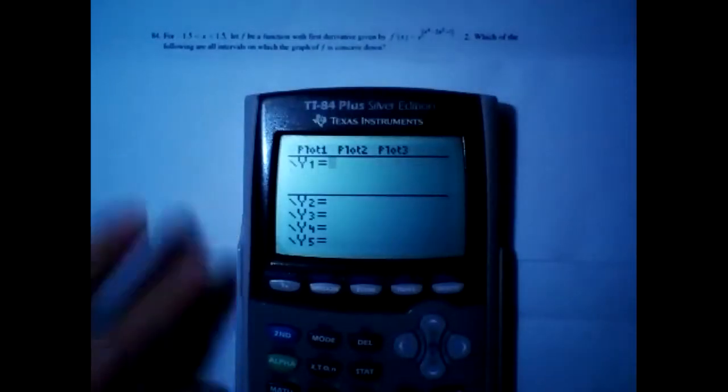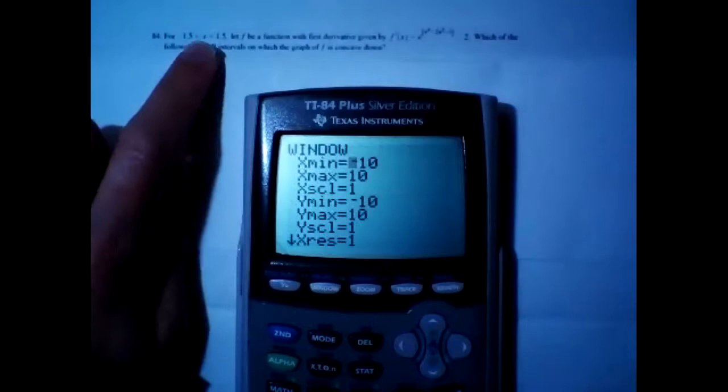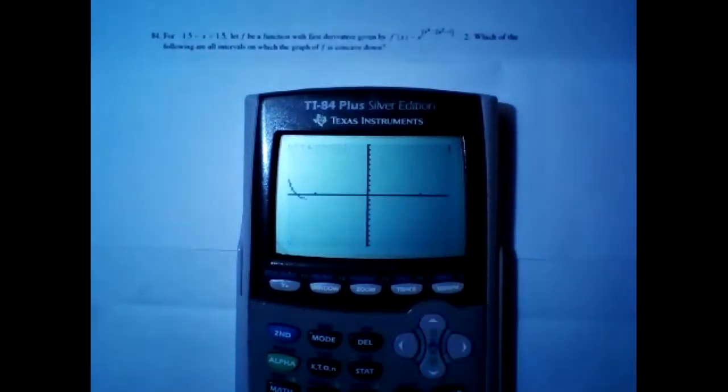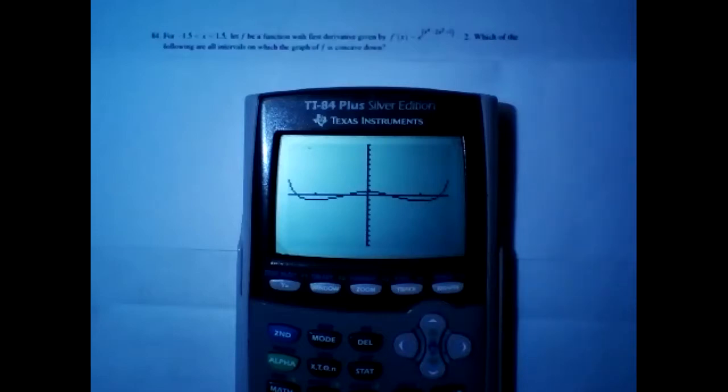All right, so let me get back to y equals. I'm going to clear that out. We're going to type this in and look for where it's decreasing. So this is e to the power x to the 4th minus 2x squared plus 1, and then minus 2. And we are given a window, so I'm going to go back to window. It's negative 1.5, positive 1.5. And again, it says we want f to be concave down. This is not the graph of f though. Remember, this is f prime. So concave down would be where this graph is decreasing.